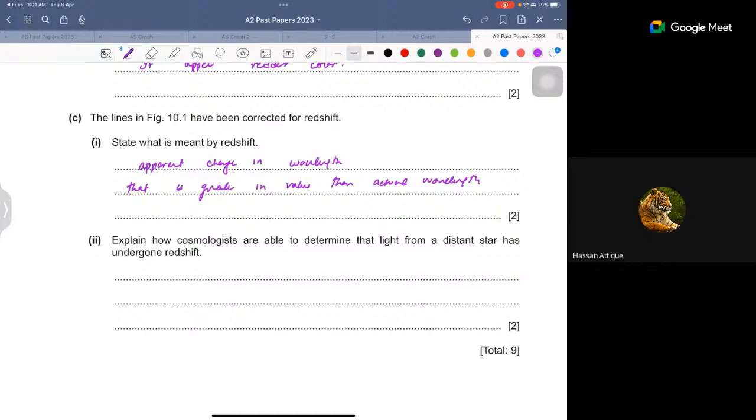How are cosmologists able to determine that the light from a distant star has undergone redshift?